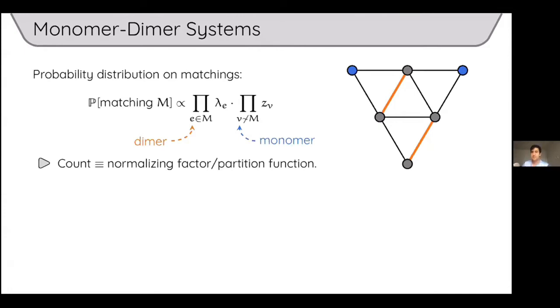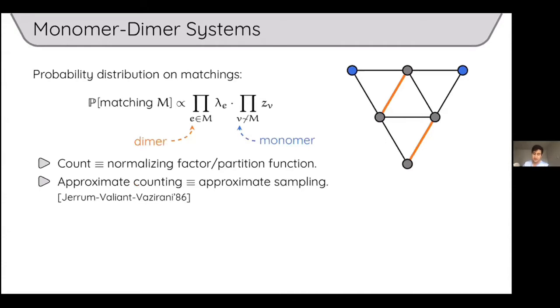Okay. So now this is a weight, and then you can normalize this to a probability distribution by just dividing by the sum of these weights. And the natural equivalent of counting perfect matchings here would be just computing the partition function of this distribution, or the sum of these weights over all matchings.